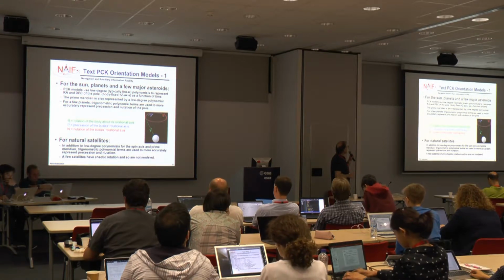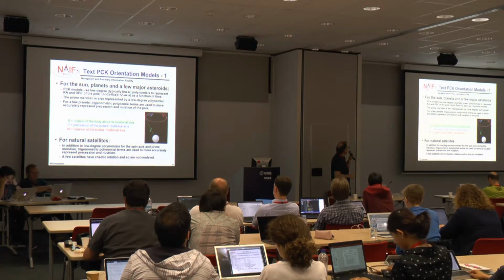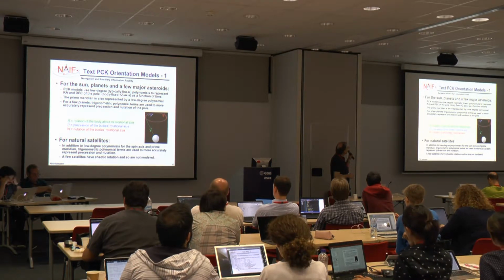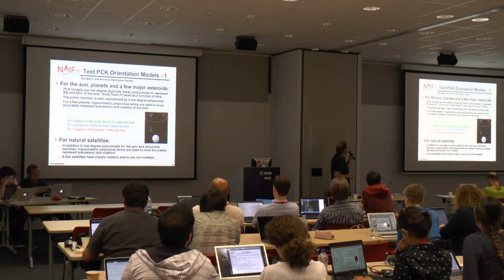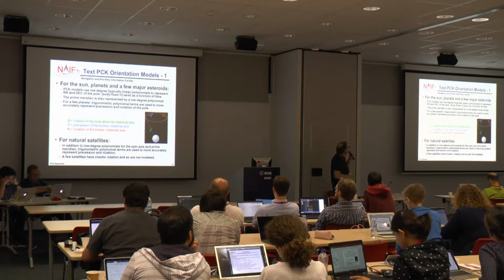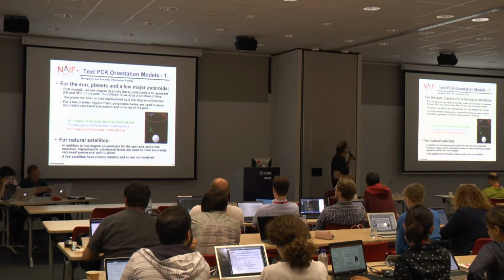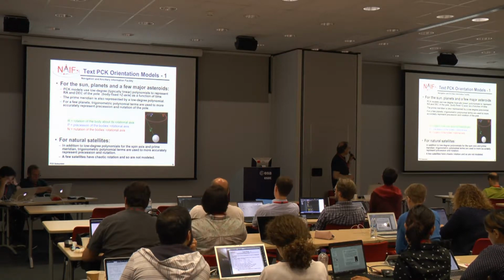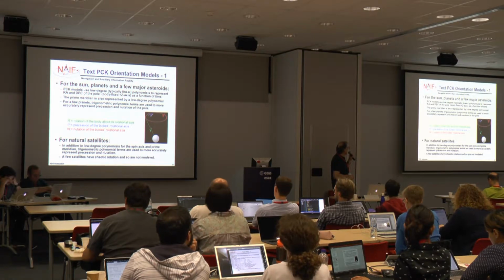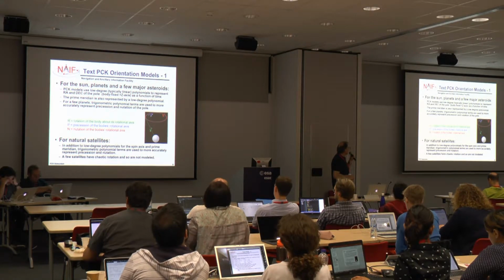For the sun, planets, and a few major asteroids, PCK models use low degree, typically linear polynomials to represent right ascension and declination of the pole as a function of time. Prime meridian is also represented by a low degree polynomial. For a few planets, trigonometric polynomial terms are used to more accurately represent precession and nutation of the pole. For natural satellites, in addition to low degree polynomials for the spin axis and prime meridian, trigonometric polynomial terms are used to more accurately represent precession and nutation. A few satellites have chaotic rotation and so are not modeled.